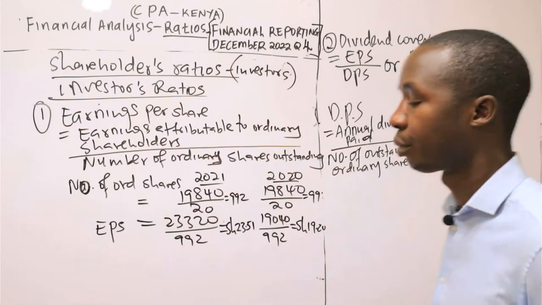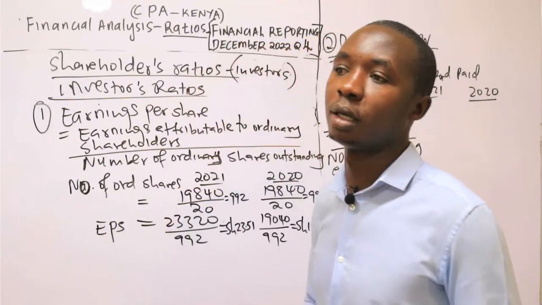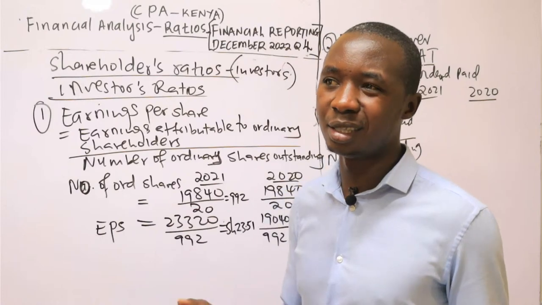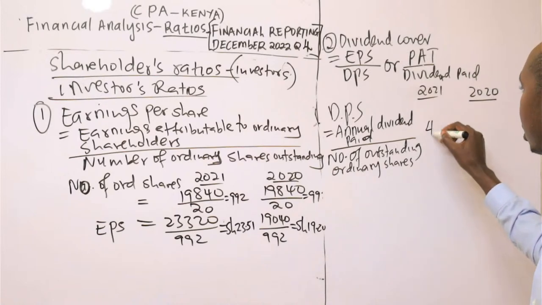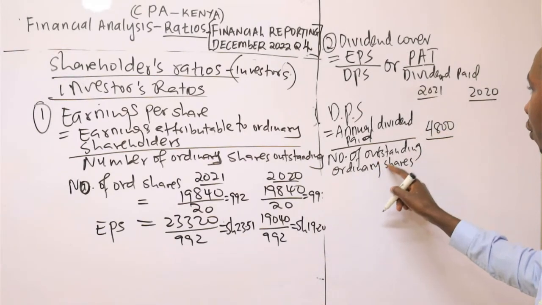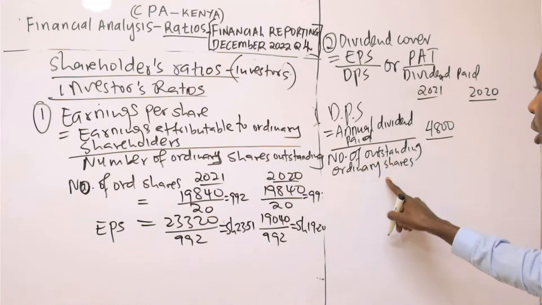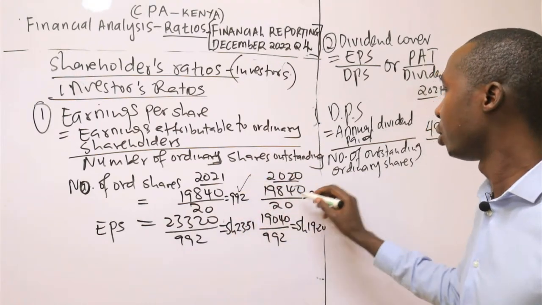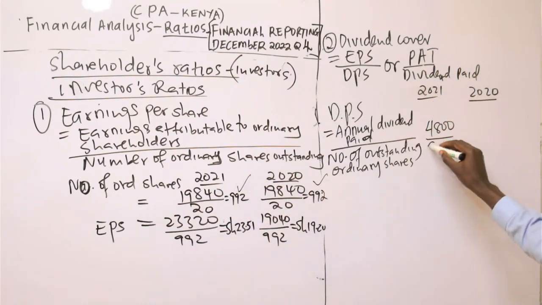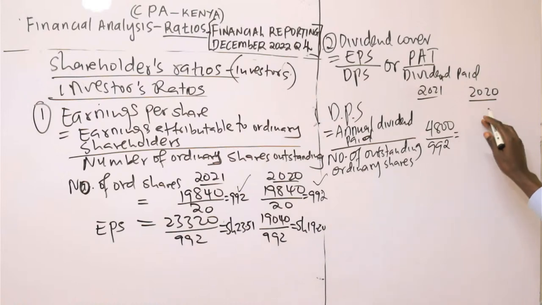So if you go to your statement of profit and loss, you can see the dividends paid. They are just direct dividends paid. You divide with the number of outstanding ordinary shares, which we already have: 992. The dividends paid for 2020 is 4480 from the question, so 4480 divided by 992.